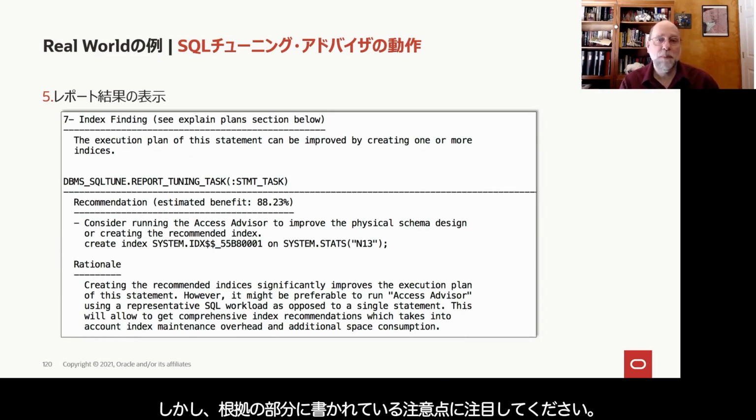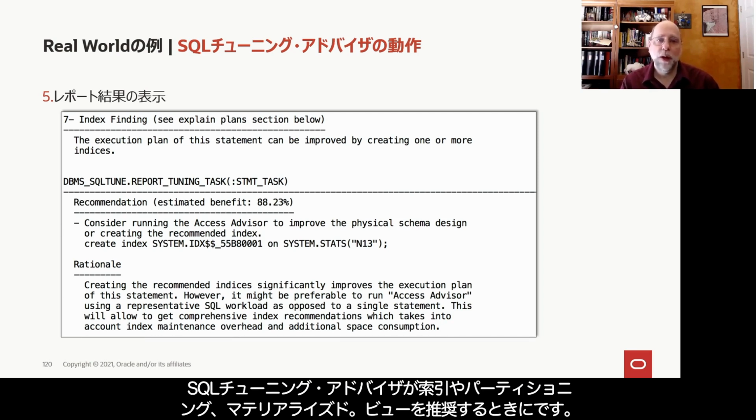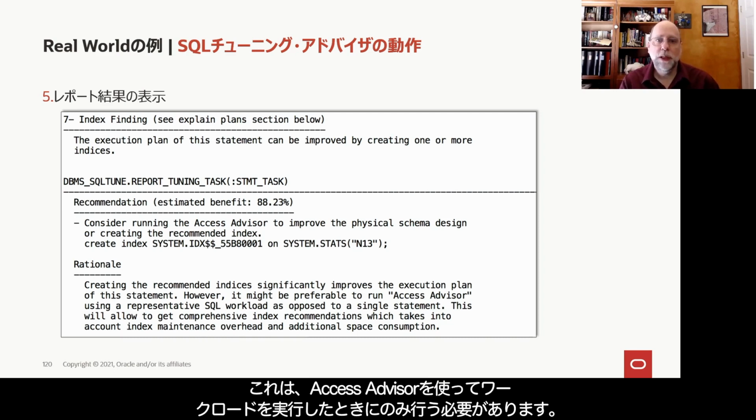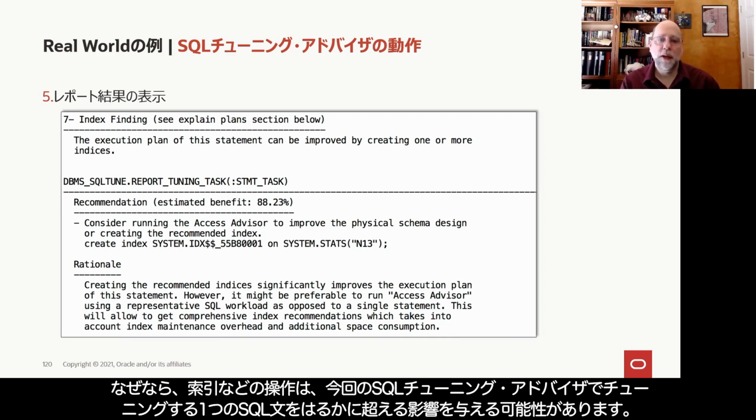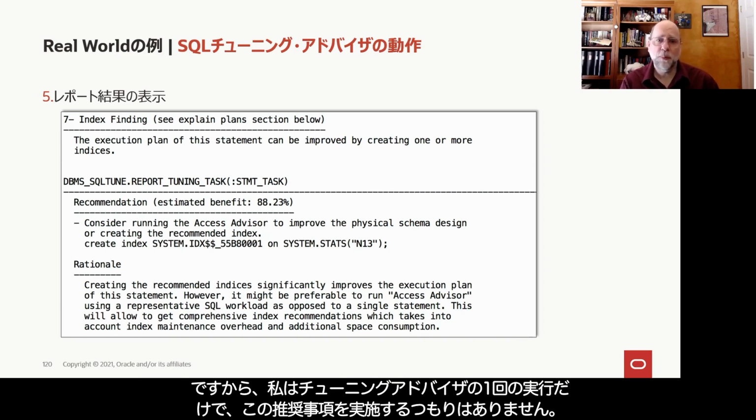Now that's really good, but look at the rationale section and pay attention to the caution there. Whenever the SQL Tuning Advisor recommends an index or a partitioning or a materialized view, you really need to do that only when you've run a workload through the Access Advisor. And that's because any one of those kinds of operations, such as an index, can have implications far beyond the single SQL statement that we're tuning in this run of the SQL Tuning Advisor. So I'm probably not going to take this particular recommendation just on one Tuning Advisor run.